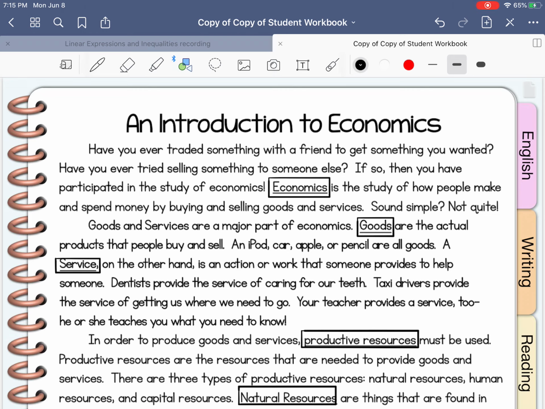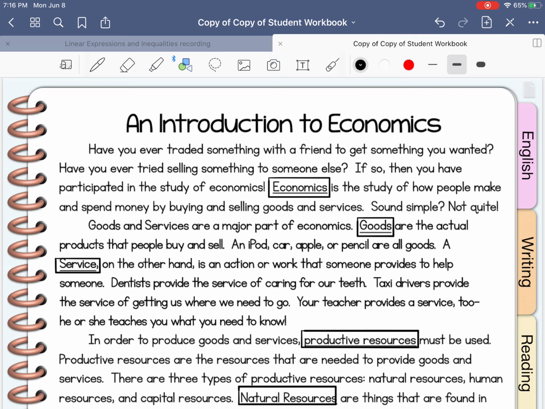Have you ever traded something with a friend to get something you wanted? Have you ever tried selling something to someone else? If so, then you have participated in the study of economics. Economics is the study of how people make and spend money by buying and selling goods and services. Sounds simple? Not quite. Goods and services are a major part of economics.